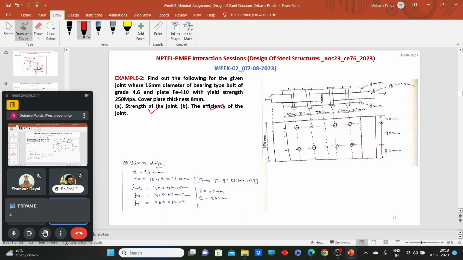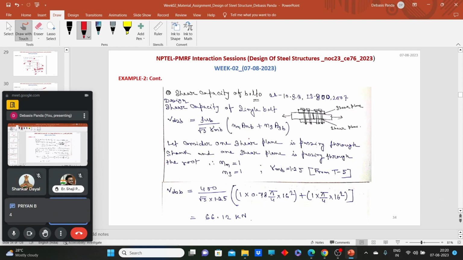First, calculate the shear capacity of the bolt. The shear capacity of a single bolt comes as 66.12. Now, one more thing is happening here. How many shear planes are there for this double cover butt joint? We have 2 shear planes, right? Here one and another one is here.